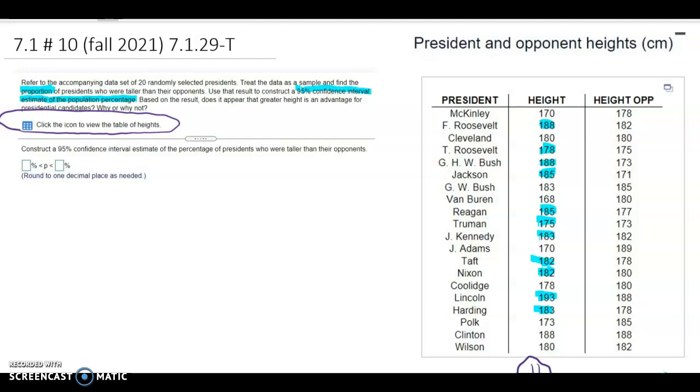So my X value for my proportion is 11. 11 of the presidents had a greater height than their opponent out of the 20, which is my N value, that were sampled. I want to use that to find a 95% confidence interval. And the simplest way to go about finding a confidence interval is to use our graphing calculator. So go ahead and take out your graphing calculator.